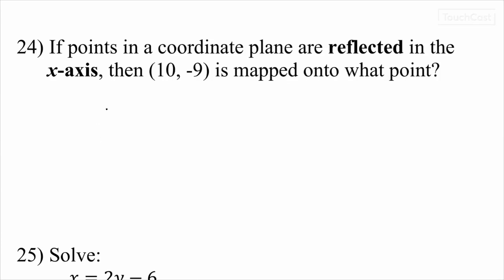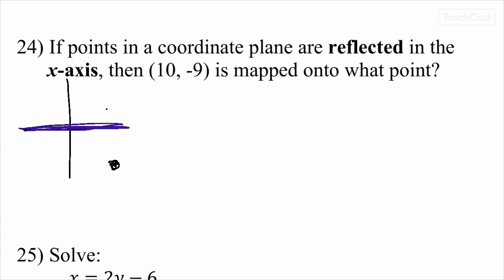Okay, I'm just going to start all over and read the question. I tried to erase that other part, but I'm not that smart. If points in a coordinate plane are reflected in the x-axis, then 10, negative 9 is mapped onto what point? All right, again, I'm going to have to use my knowledge of the coordinate grid, okay? And then here's the x-axis, so it's going to flip across this line. So if my point is down here somewhere, because it goes out to 10 on the x and down 9 for the y, so it's somewhere there.